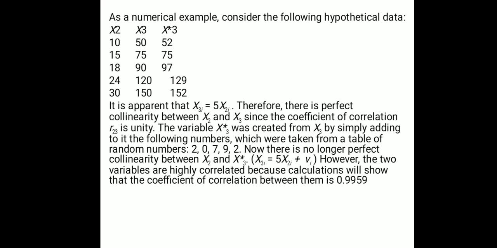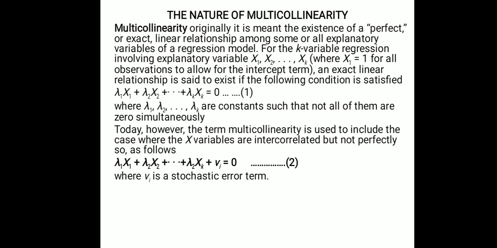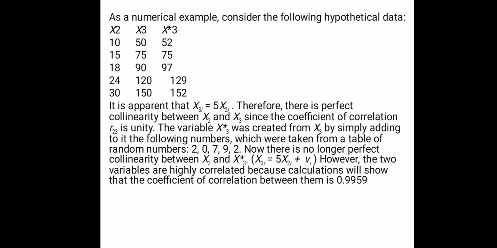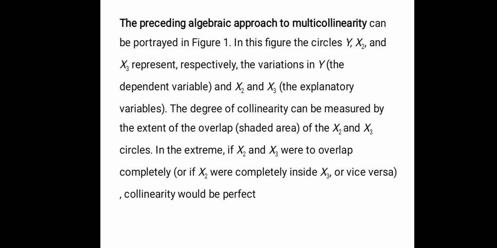The same applies to equations 1 and 2 in the previous example: in equation 1 there was no stochastic term, but in equation 2 it was there. Similarly, x3 and x3 star. However, the two variables are highly correlated, because the correlation coefficient between them is 0.99. So the previous example explains the multicollinearity.